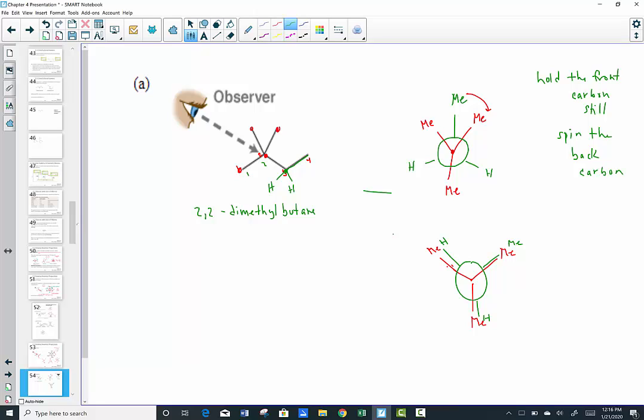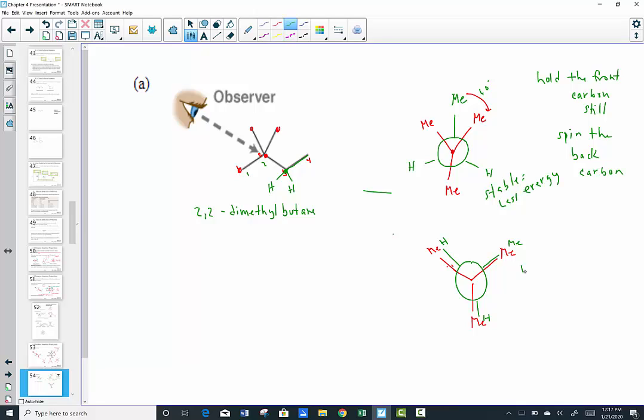We'll notice that when groups have the most space between them, we have less steric hindrance. This is a more stable conformation. And when we stack one methyl group on top of another, we create large steric hindrance, and this is of higher energy. So when I say stable, it's of lower energy.